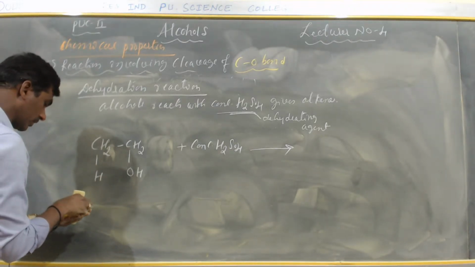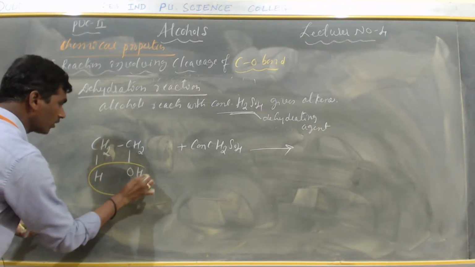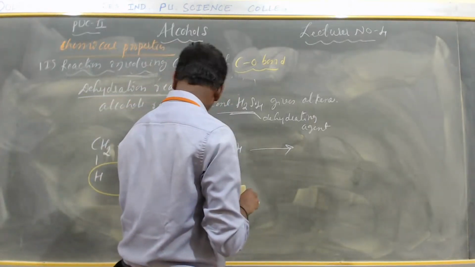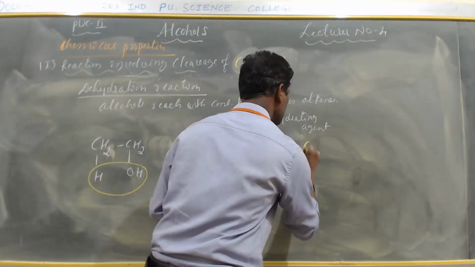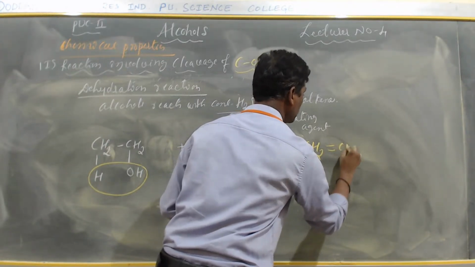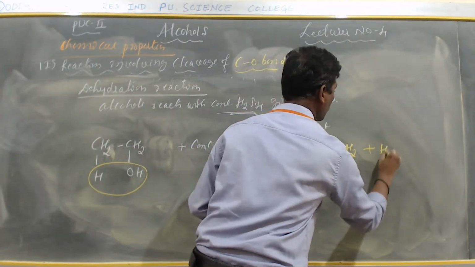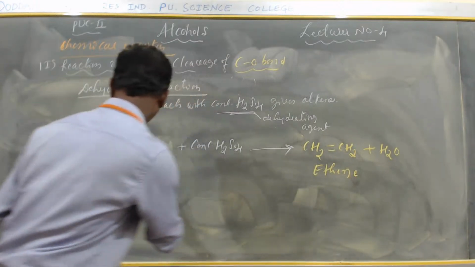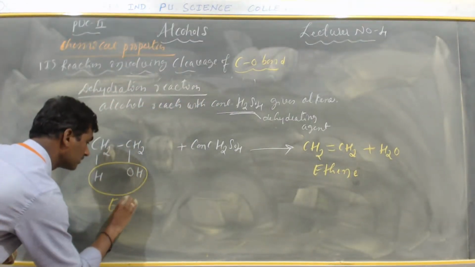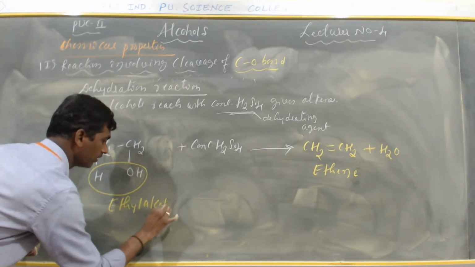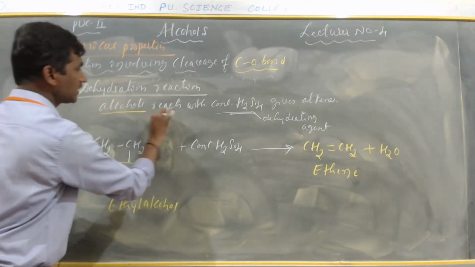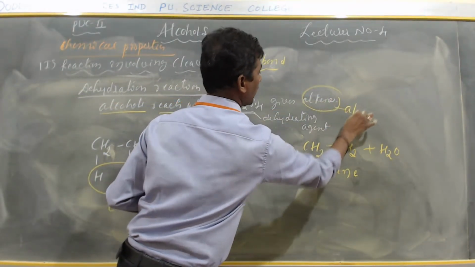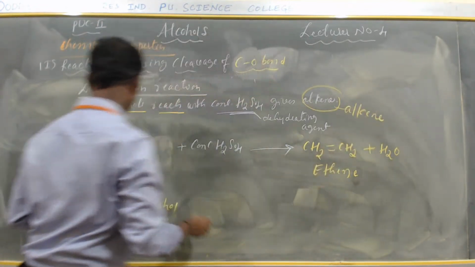Dehydration means removal of a water molecule. By removing this water molecule, what will be the product? The product is CH2=CH2 plus water. The product is ethene, and the reactant is ethyl alcohol. So when alcohol reacts with concentrated sulfuric acid, the product obtained is alkene.